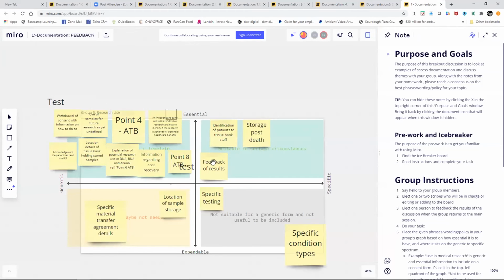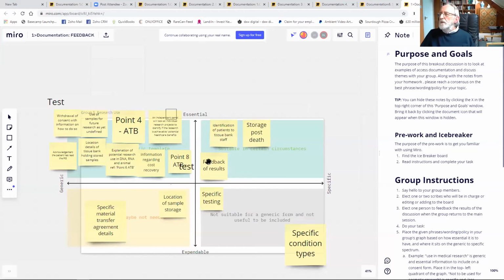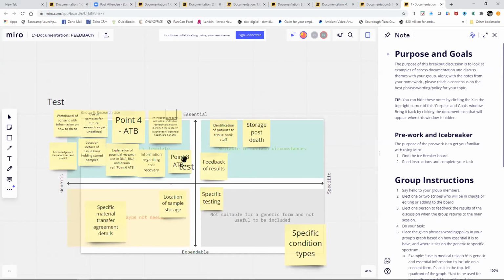Yeah. Okay. So this is about the research use. We've got here a bit about withdrawal of consent. It has to go somewhere, so that's quite a good place to think about it. Some cost recovery, that's a bit of a spread over to the other one, but that's fine. Use of DNA and RNA animals, very important, I think. Identification of patients. Specific condition types. Is that a not useful point? What's 0.8 ATP mean? It's a reference to Arden Tissue Bank. Oh, right. Oh, thank you.